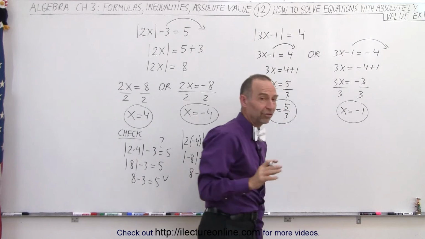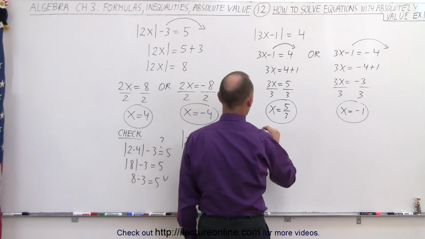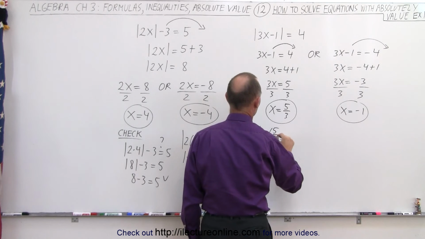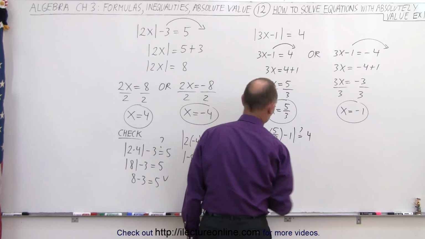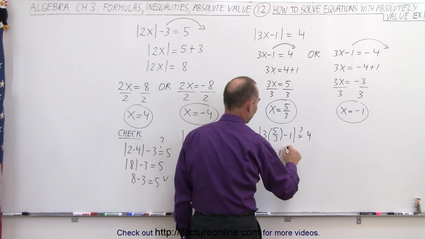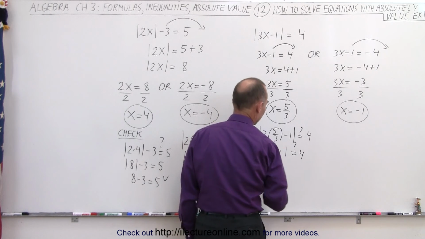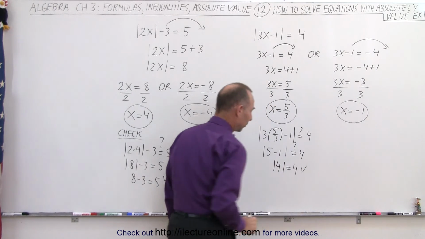Both of those should satisfy that initial equation. Let's try it out. So we have the absolute value of 3 times 5 over 3, minus 1. Is that equal to 4? Here the 3's cancel out, so we have the absolute value of 5 minus 1 equals 4? And sure enough, the absolute value of 4 equals 4. We know that to be correct.